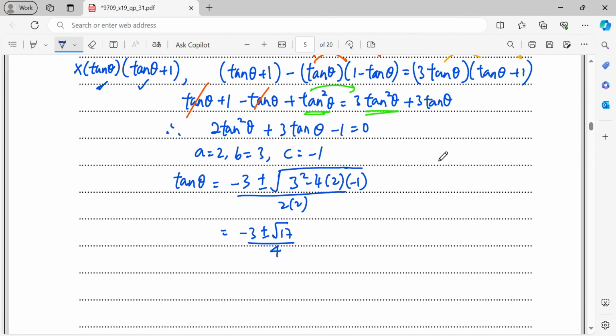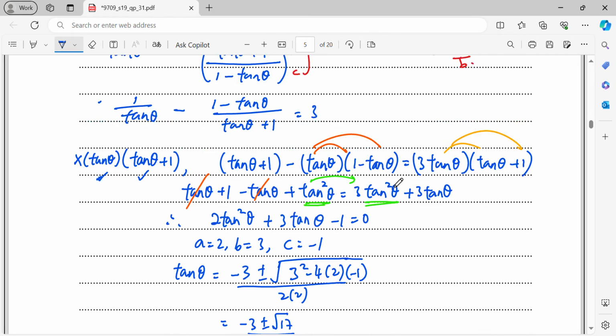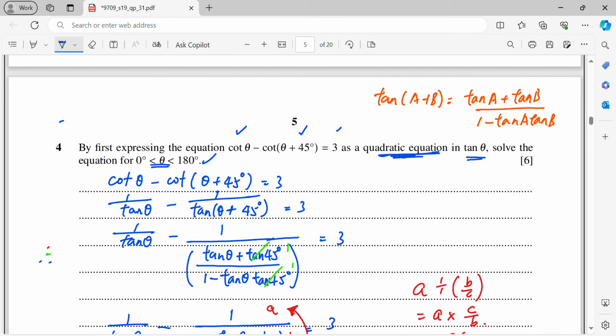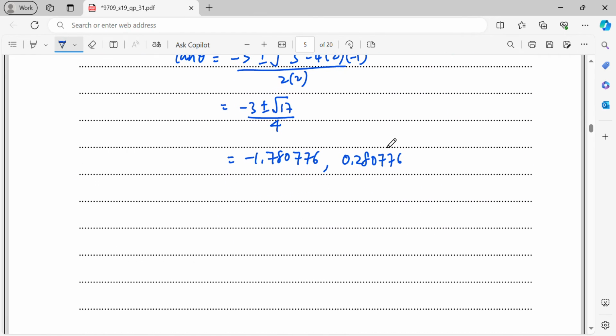So at last, I will be getting negative 1.780776. This is when you use the minus square root 17. Then when you choose plus square root 17, that is going to be 0.280776. Now, given theta between 0 and 180 degrees, that means the angles will be in the first two quadrants. So now here I will split it into two cases: tangent theta is a negative value, and the other one, tangent theta is a positive value.